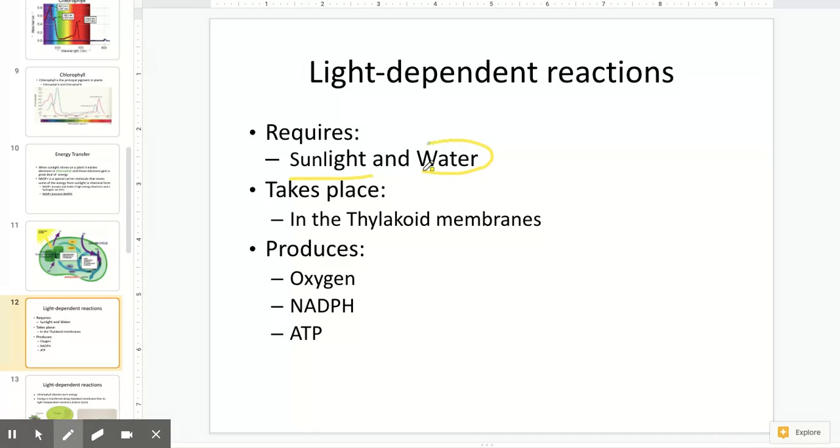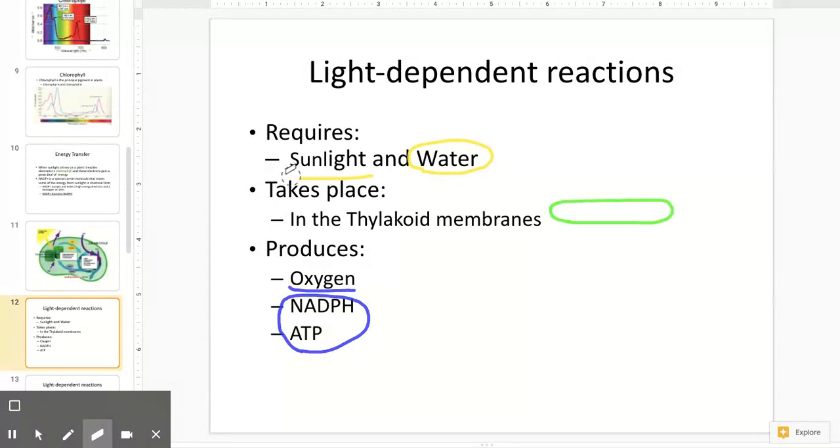and water. Okay, this is why we should hopefully know that plants need sun and water in order to live. The process takes place in the thylakoid membrane. So our thylakoids are those discs, and this process is going to happen in essentially the membrane, this portion of the discs. And what is produced by this process? So we have oxygen and then two energy storing molecules that are going to provide the fuel required for the second reaction of photosynthesis. So just a little review.